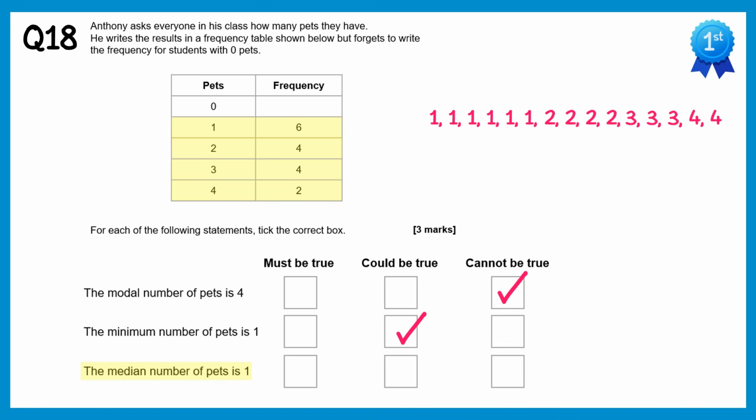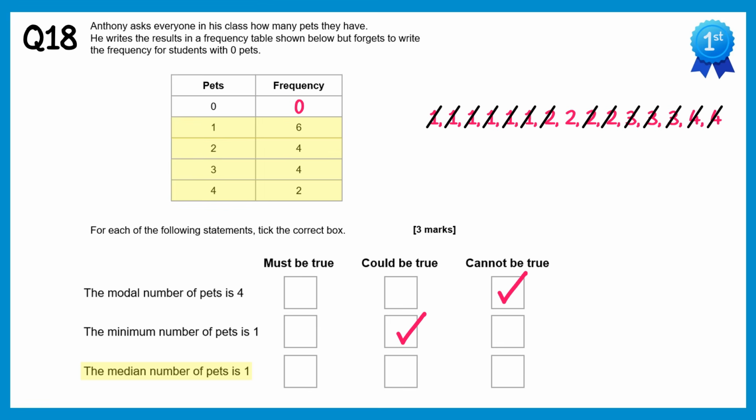But what we don't know is about the number 0. So it could be that there are 0 people with 0 pets, so we don't need a 0 in our list. Let's work out the median in this scenario. So we cross off the lowest and the greatest number in pairs like this until we reach the middle. And you can see the middle in this scenario is 2, in which case the median is not 1.